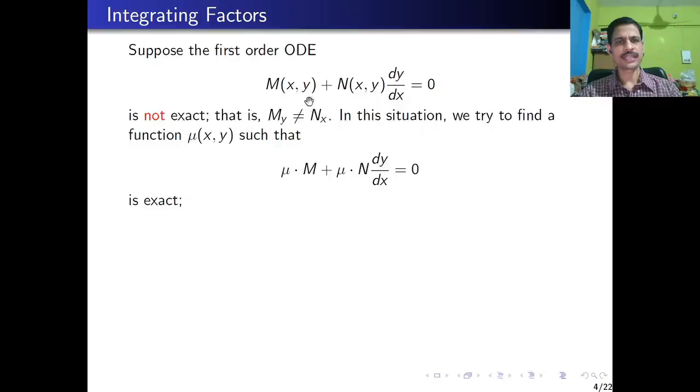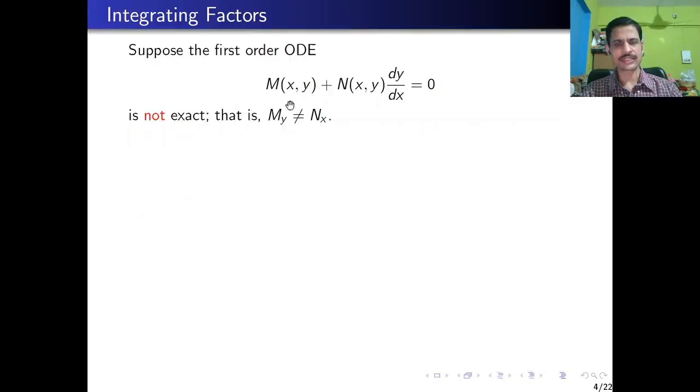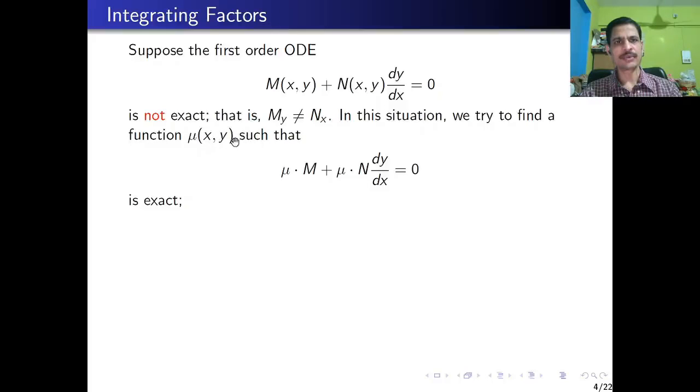So we say that, of course, this is not exact, but maybe when you multiply this differential equation with some function, let us say mu(x, y), then the equation becomes exact. So something like this mu is an integrating factor. Such a function, which when multiplied to the equation makes the equation exact, is called an integrating factor.